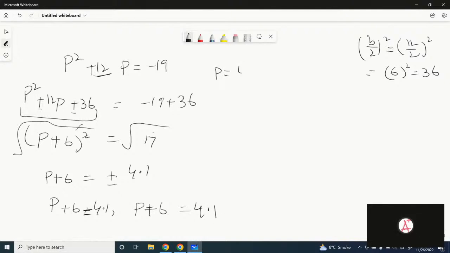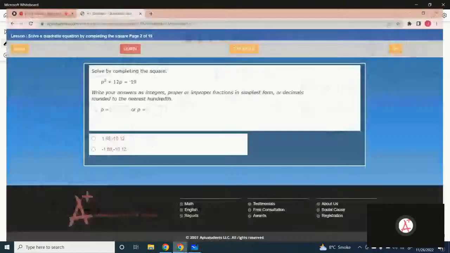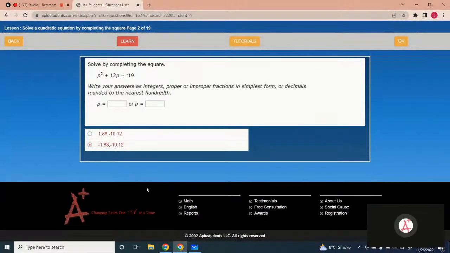So it would be p equals 4.1 minus 6, which is negative 1.9. And then negative 4.1 minus 6, so it would be negative 10.1. So the two values are negative 1.9 and negative 10.1. Let's see if I got the right answers. Yes, both the numbers are negative. I've rounded off the numbers. It would be negative 1.88 and negative 10.12. Both the numbers are negative.